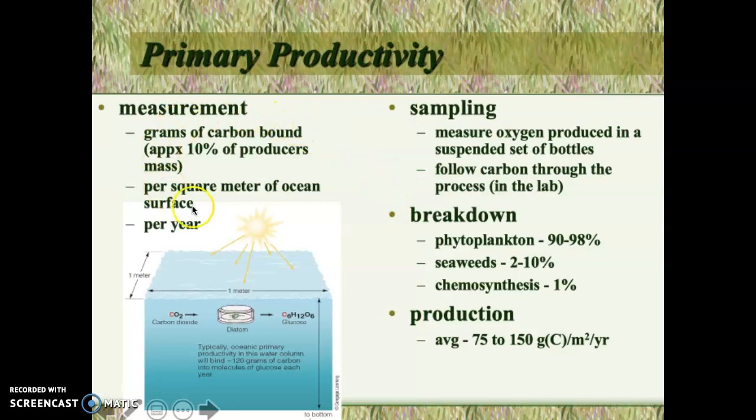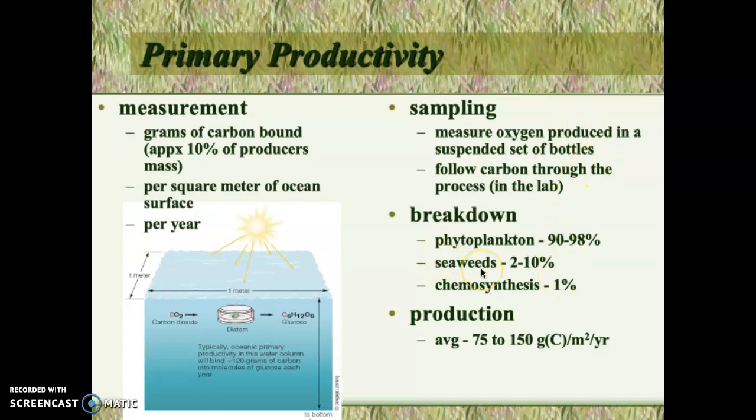So the way you measure it is grams of carbon bound, and that's about 10% of the producer's mass gets bound up. There are different ways to sample it. One way is to put a series of suspended bottles. You hang them down in the water at different depths, and you can measure how much the productivity is at various levels in the water. You can also mimic ocean conditions in the lab and measure it that way.